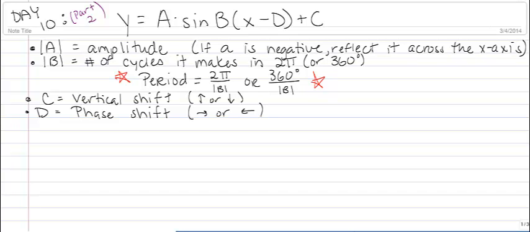Okay, hi you guys, I'm back. We are about to go into part 2 of graphing, and that is taking a look at sine graphs.